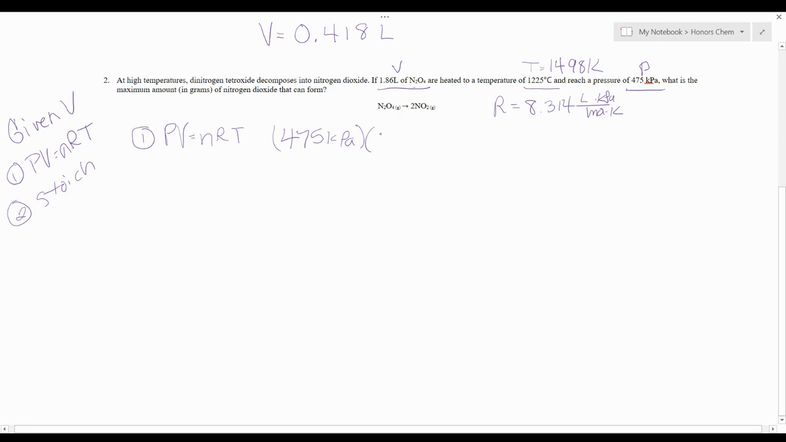Multiply that by the volume. Moles is what we're looking for, so we don't know N. The R value is based on the kPa and liters. And then temperature is 1498 Kelvin. All right, so I didn't simplify. I'm just going to keep the whole numbers there.